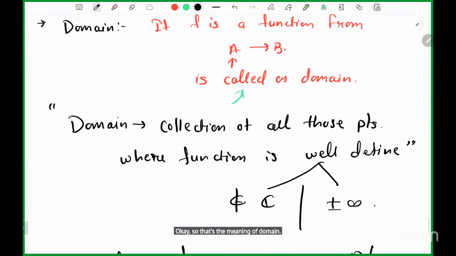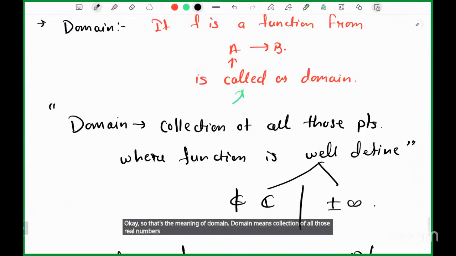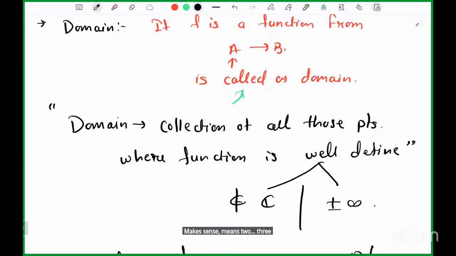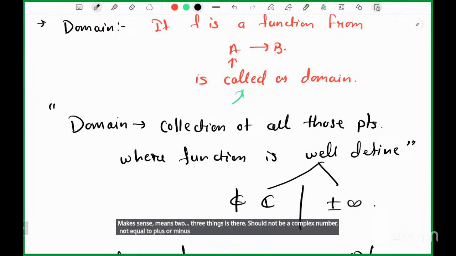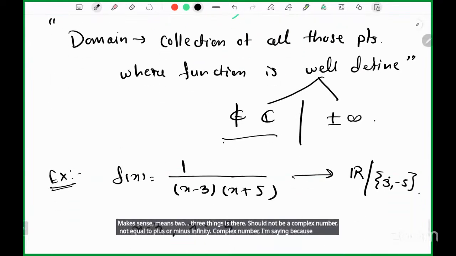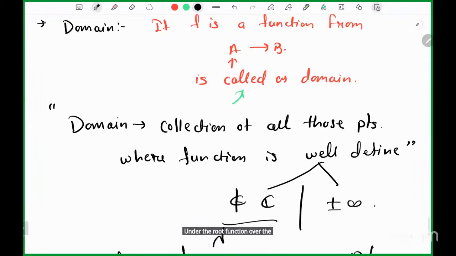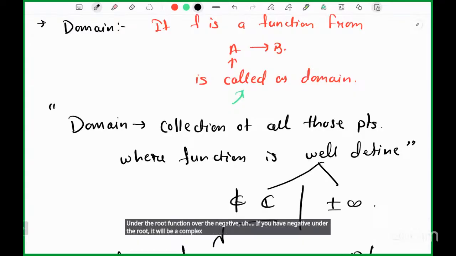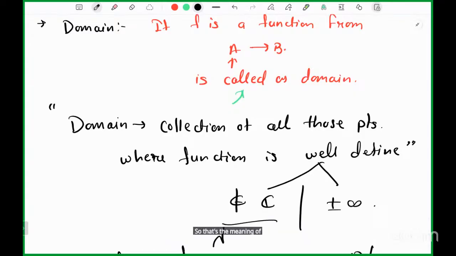Domain means the collection of all those real numbers where the value of the function makes sense. Makes sense means the value should not be a complex number, and not equal to plus or minus infinity. I am saying complex number because you can consider the root function. Under the root, if you have a negative, it will be a complex number. So that's the meaning of domain.